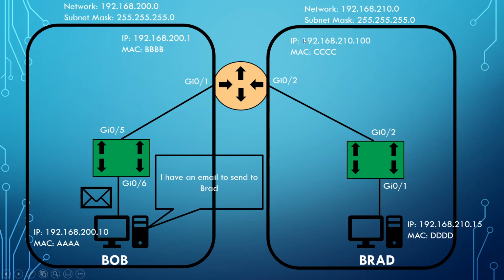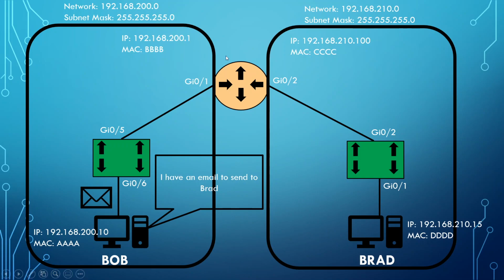Because the first 3 decimal numbers represent the network, any device in this network has an IP address that has to begin with those first 3 decimal numbers. So in this case, Brad's IP address is 192.168.210, the same first 3 numbers as the router's. The last number is used to identify Brad in that network, and if we had another host here, then their IP address would be 192.168.210, followed by another unique number.